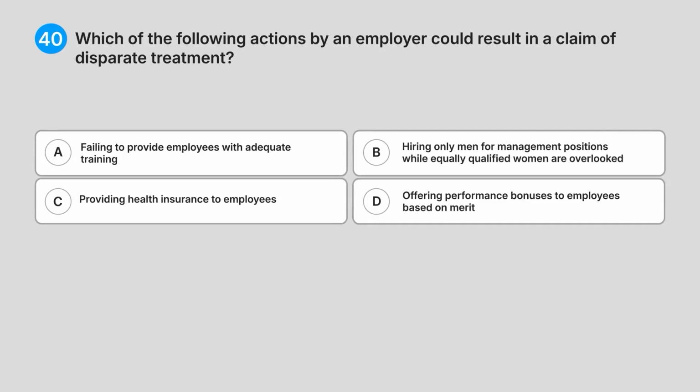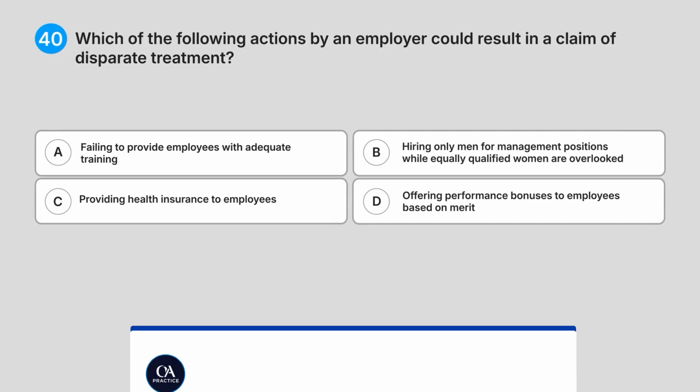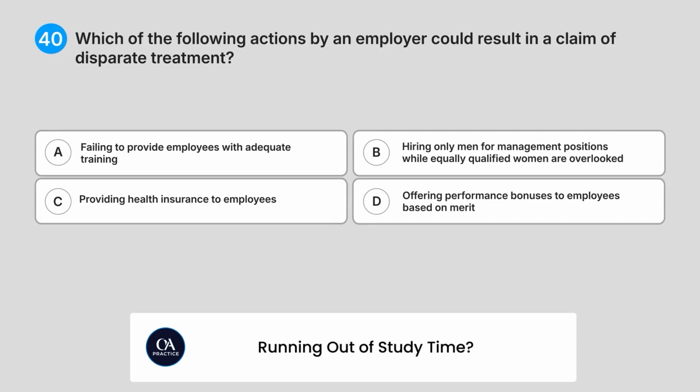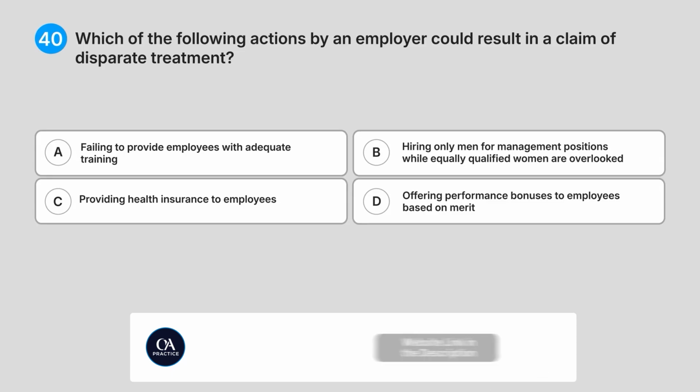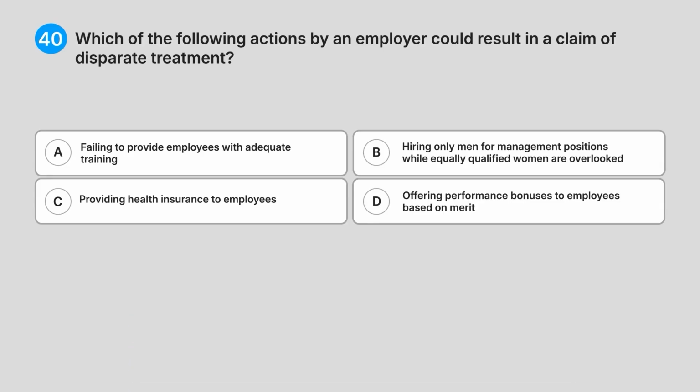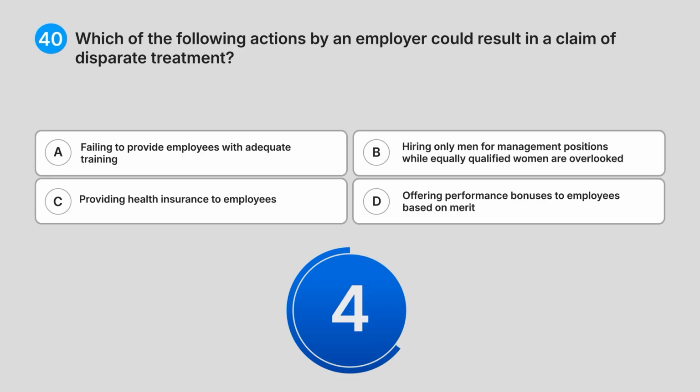40. Which of the following actions by an employer could result in a claim of disparate treatment? A. Failing to provide employees with adequate training. B. Hiring only men for management positions while equally qualified women are overlooked. C. Providing health insurance to employees. D. Offering performance bonuses to employees based on merit. Do you know the answer?